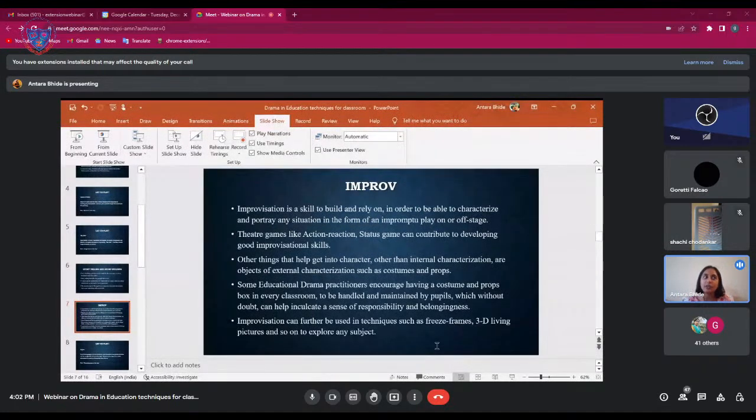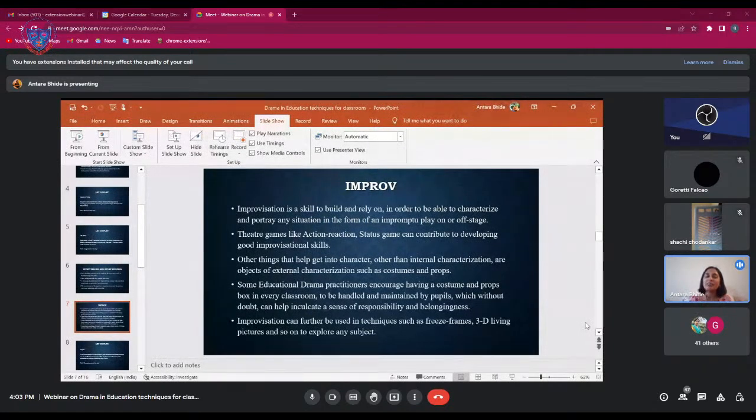Otherwise, they can use it in role plays, when you're doing improvs in class, or when you're doing some other game in which it's required. It also helps them be confident with themselves, with their bodies, and with their self-expression. So a lot of practitioners encourage this, and I'm one of them, so I'm encouraging you to have this box.